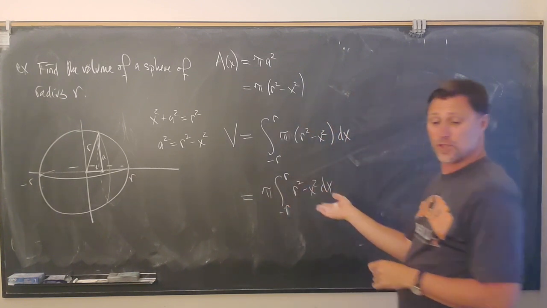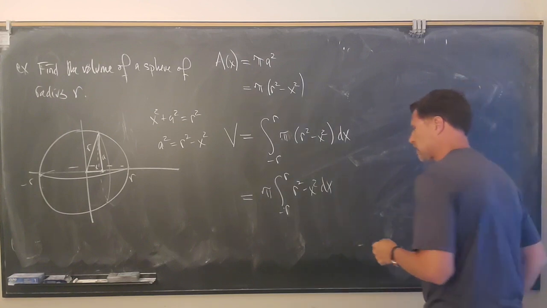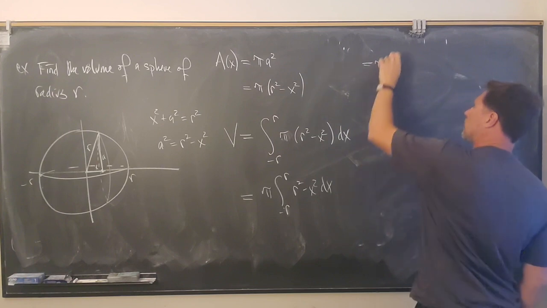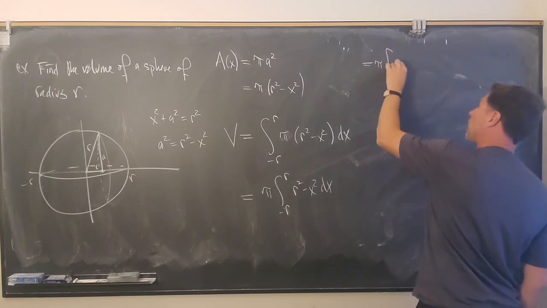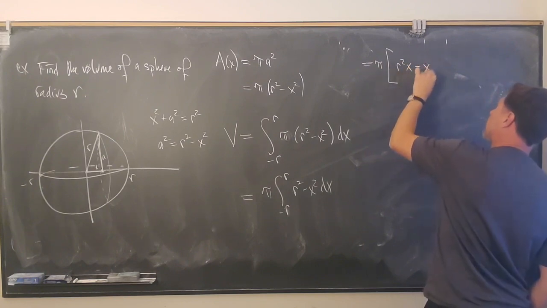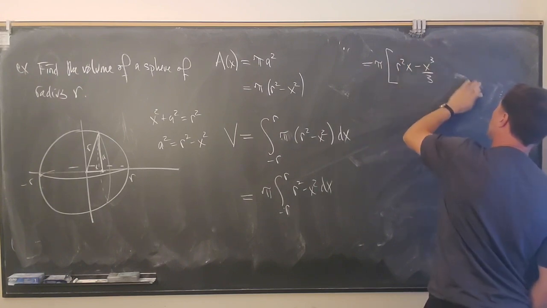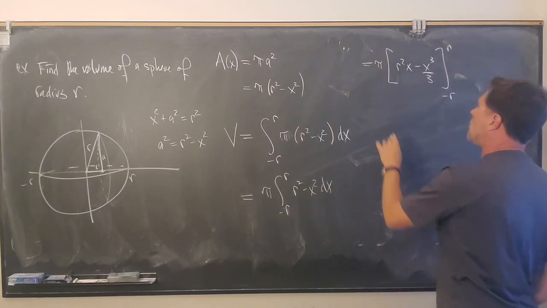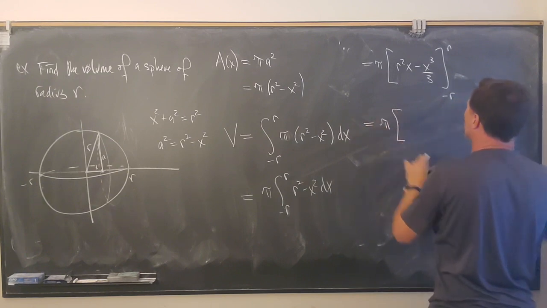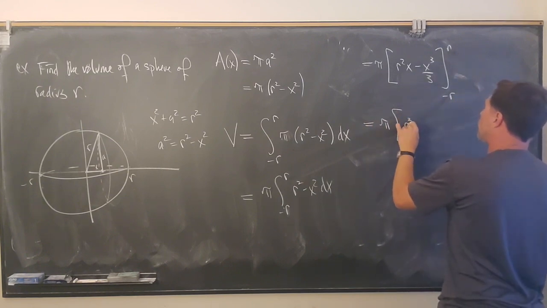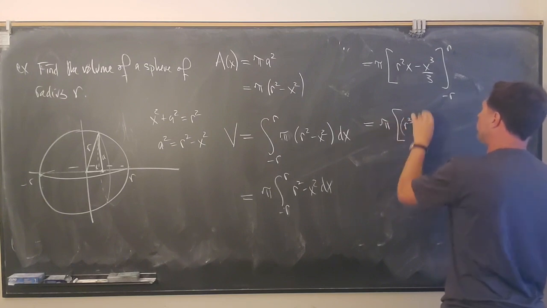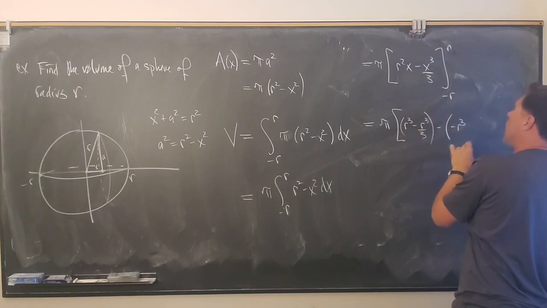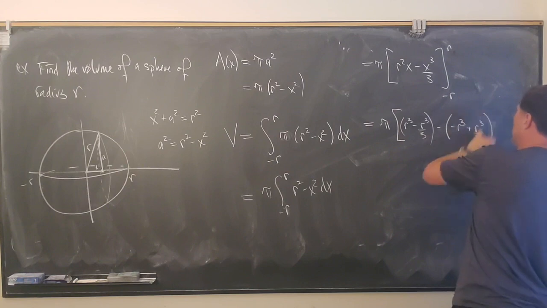If you want, you could use symmetry to compute this integral. I think I'll just compute it directly. So this is equal to pi times, so I'm going to take the antiderivative with respect to x, we get r squared x minus x cubed over 3. And we're going from minus r to positive r. And so that's equal to pi times, when I plug in the upper limit, I'll get r cubed minus r cubed over 3. Plugging in the lower limit gives us minus r cubed plus r cubed over 3.